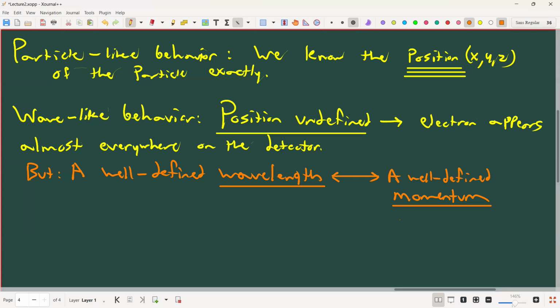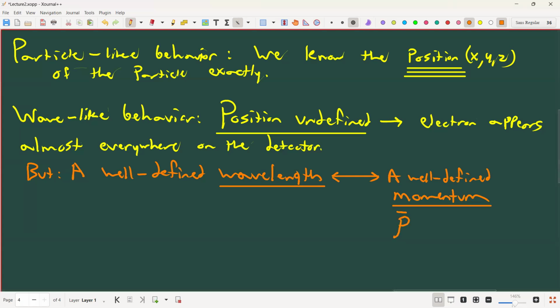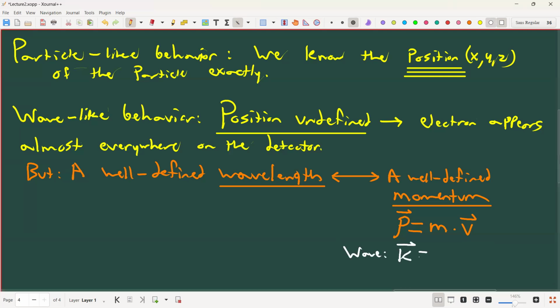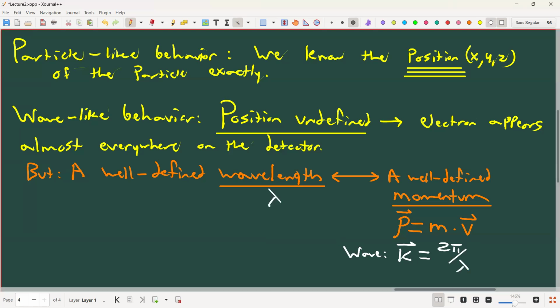Remember that momentum p is the mass of the particle times the velocity of the particle. And in a wave, this is for a particle, but for a wave, there's an equivalently formed momentum that we'll talk about. It's called the wave vector. And for a wave, the equivalent is what's called k, and that's 2 pi over the wavelength. So momentum and wavelength are associated with each other for a wave. We'll talk about that. That's important here.